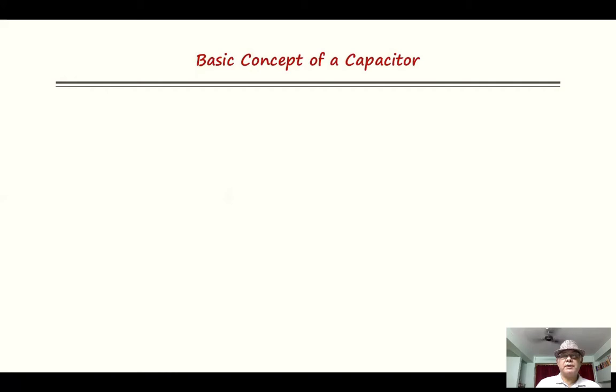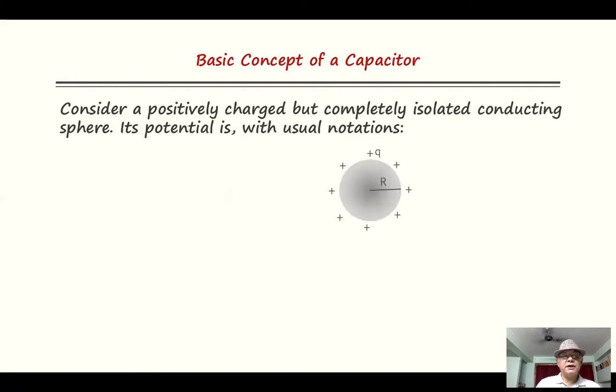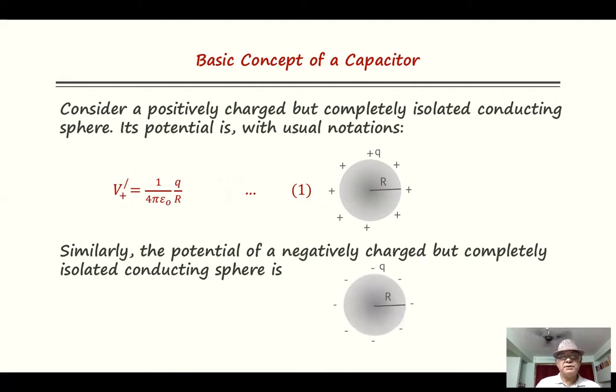Basic concept of a capacitor. Consider a positively charged but completely isolated conducting sphere. Its potential is, with usual notations, V plus dash equal to 1 by 4 pi epsilon naught Q by R. We call it equation 1. Similarly, the potential of a negatively charged but completely isolated conducting sphere is V minus dash equal to minus 1 by 4 pi epsilon naught Q by R. We call it equation 2.